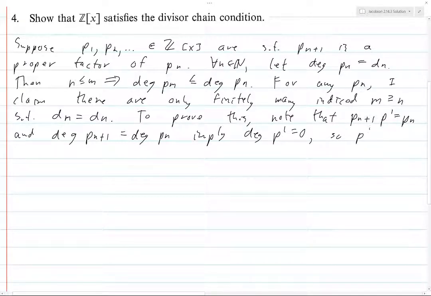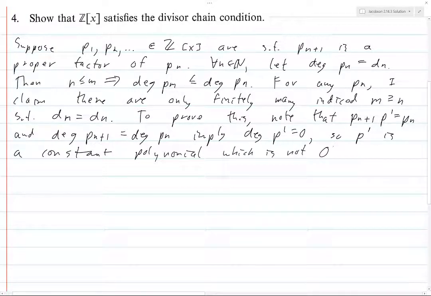So P prime is a constant polynomial, but we know more. Certainly it's not 0, because we don't consider 0 to be a proper divisor. And for it to be a proper divisor, it can't be a unit. And what are the units of these polynomials? Well, the polynomials which are plus and minus 1, because those are the units of Z, so P prime is not 0, 1, or minus 1.